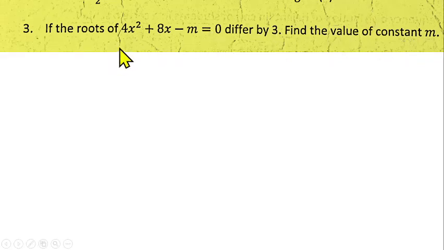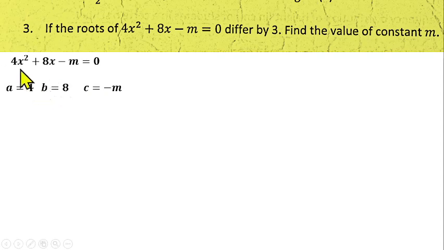So we are told that the roots of this quadratic equation differ by 3. So that means the difference between the two roots is 3. The question also asks us to find the value of this m, which is the constant there. This is the equation given to us. From there we can find our a, our b, our c. Our a is 4, our b is 8, and our c is minus m.